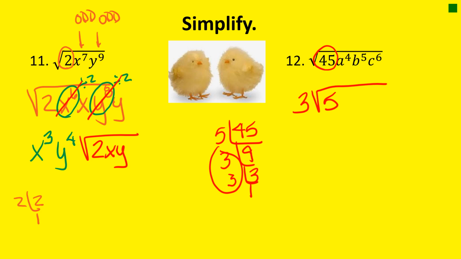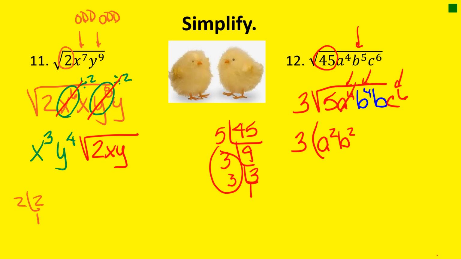At this point, I'm going to make sure everybody is even. This one is not, so I'm going to rewrite that as b to the 4th b and keep this as c to the 6th. So I keep the 3 and then I do the setup. A to the 4th is even. 4 divided by 2 is 2. B to the 4th is even. 4 divided by 2 is 2. C to the 6th is even. 6 divided by 2 is 3. Who is left inside? A 5 and a b.